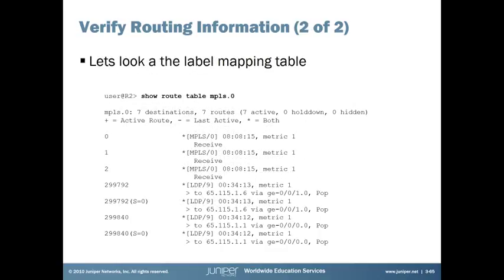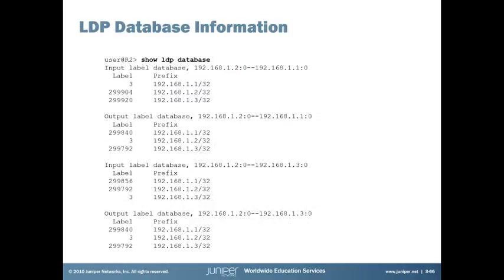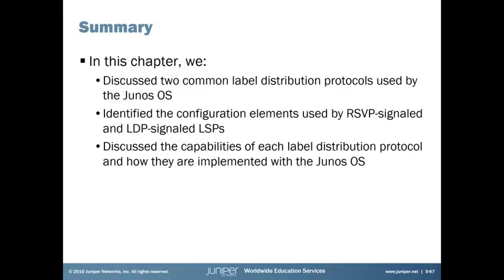This is our label mapping. Show route table MPLS 0, and you see the label mappings that we have there. Show LDP database, and we'll take a look at all the different routers along the path. Okay, so we'll do a lab on LDP, just to see how it works, but we're going to spend most of the time with RSVP, setting up traffic engineering. So have a look at these two signaling protocols.